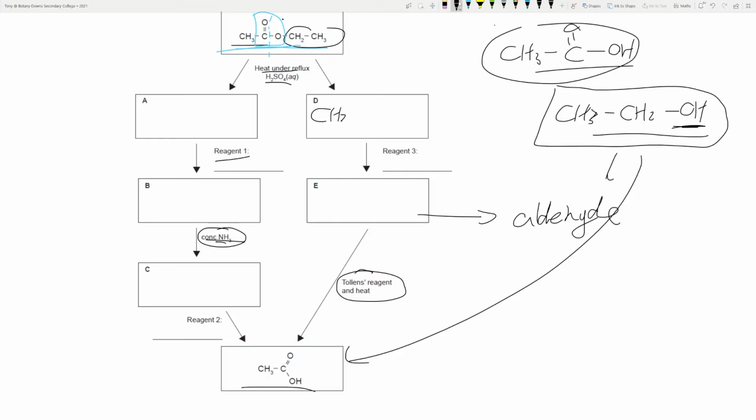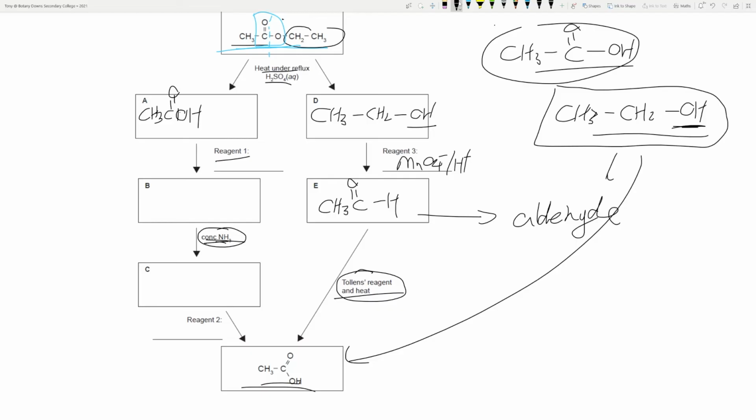So we can try and error. Let's put this CH3CH2OH here, because this is the easiest one. If I just turn that alcohol into an aldehyde, that's done. And then I can use Tollens' reagent, that's got to be that one. So what do we do here? This is MnO4-/H+. So this must be CH3COOH.